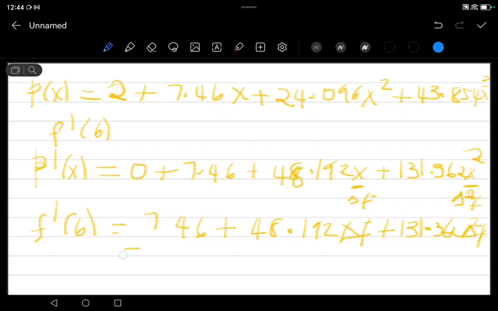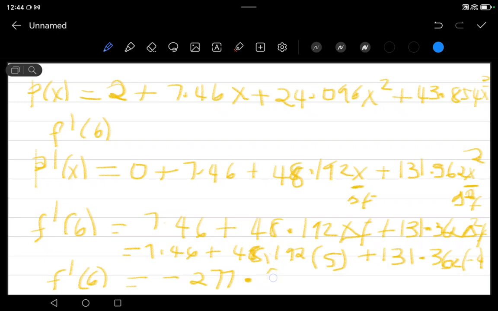We were here, so it's going to be 7.46 plus 48.192 multiplied by 5. The 5 is from the table; the coefficient of forward difference is the top one. Plus 131.362 multiplied by negative 4. So f prime of 6 equals negative 277.828. Okay, so this is how we do activity 2.1 number 2.